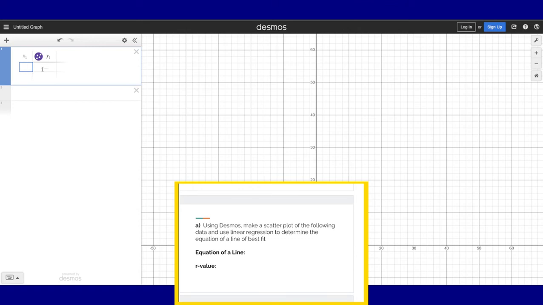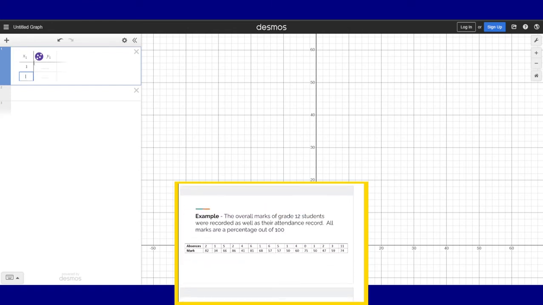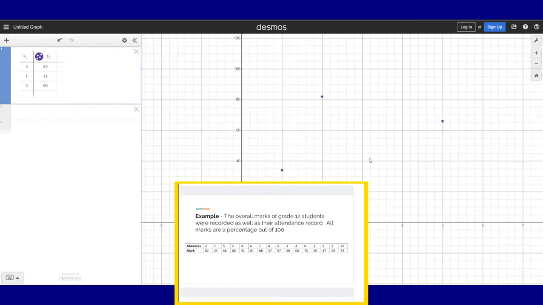So again, it depends on what you're looking at. We're going to keep the absences as your x values to determine, okay, do your absences affect your overall mark. So you'd put in 1, let's see if we go back. Oh, sorry, it was 2. So the first one would be 2, 82, 1, 34, 5, 66, and so on. And we'll see those points being plotted.